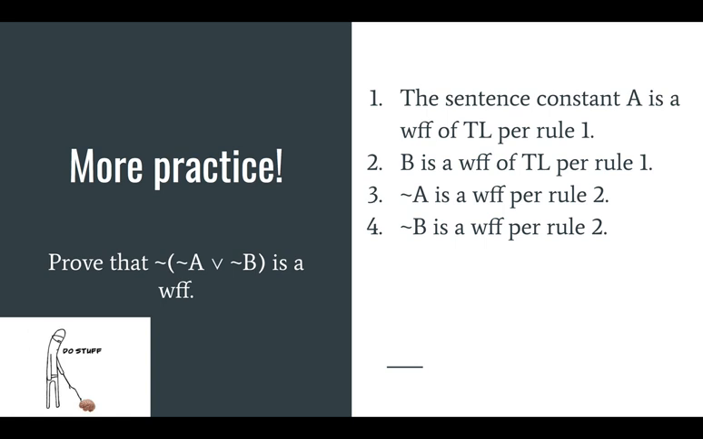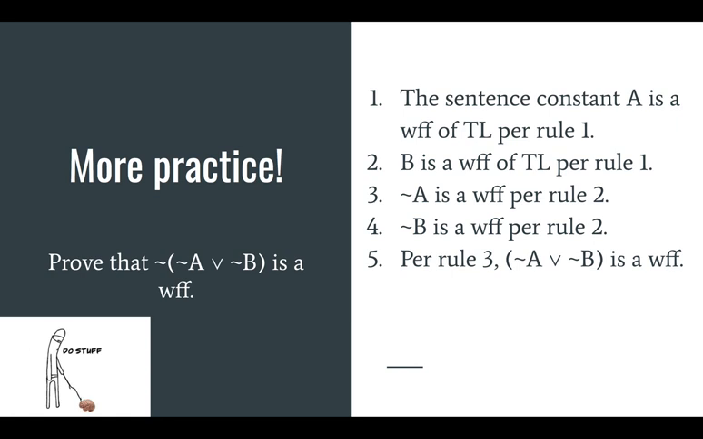Okay, now that we've done that, we need to connect tilde A and tilde B with the wedge, and the rule that allows us to use the wedge is rule 3. Rule 3 is what allows us to connect two well-formed formulas through either a wedge or an ampersand, a horseshoe, or a triple bar. So there is rule 3 allowing us to do that.